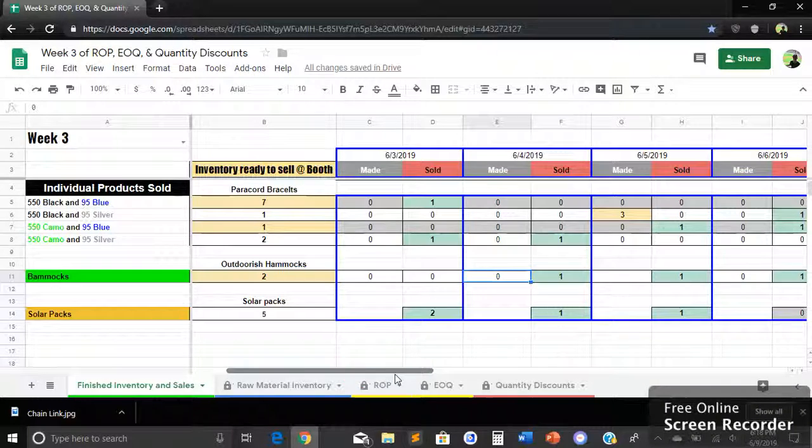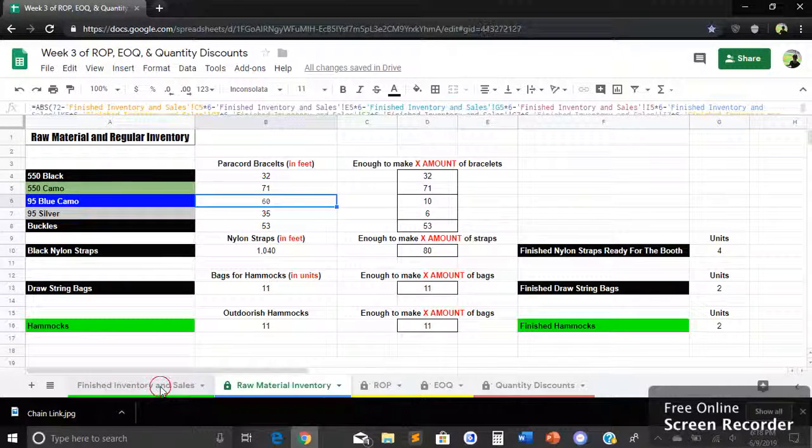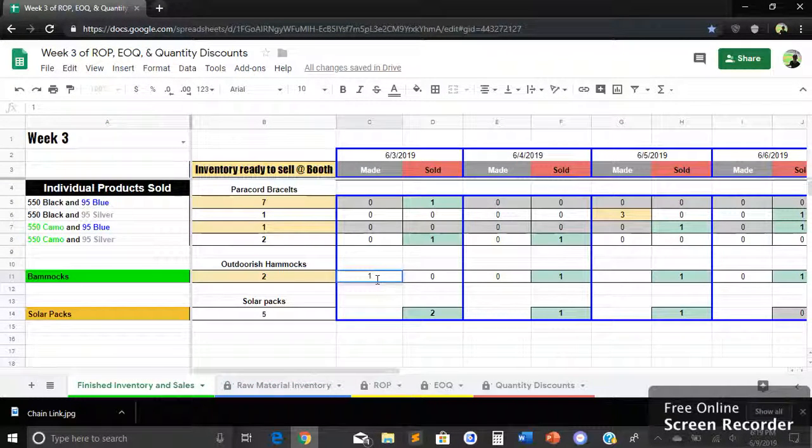Now when you sell something, let's say I made one here on that same day. You see this number? It went up because it's inventory ready to sell at the booth. That means we have units to sell, and when a customer comes and needs something, let's say we didn't have anything at the booth, well, we have one made, we just need to account for where it's at. It could be that somebody just barely made it and just barely input it. That's when we need to contact our team members and get information as to who made it, and then we can sell it to our customer.